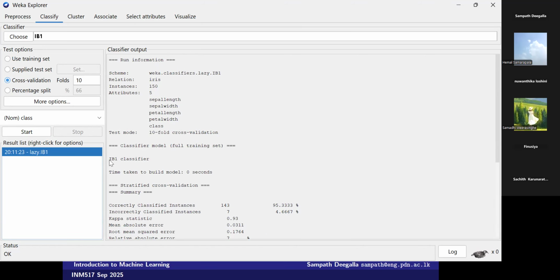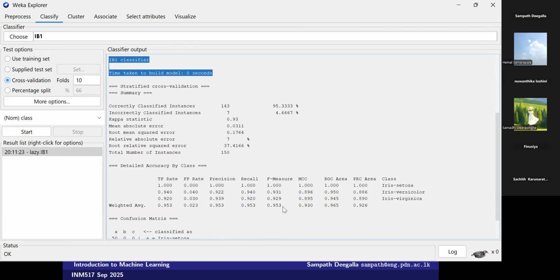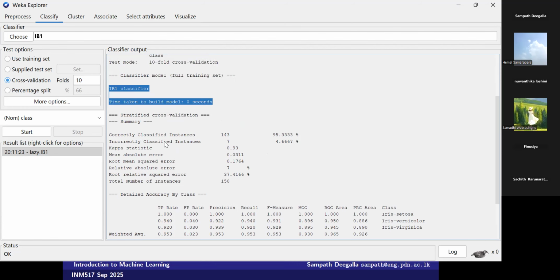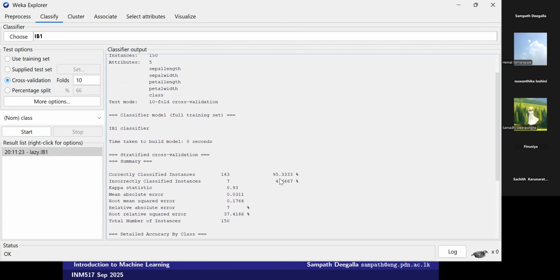In this particular case, you will see we have a classifier. The time taken to build the model is 0 seconds, because as I told you, in training we are not building any model as such. But when you are evaluating, yes, you calculate the distance from each test instance to the training instances. And you will notice that with the nearest neighbor algorithm, you are getting about 95% accuracy. So that's what we have.